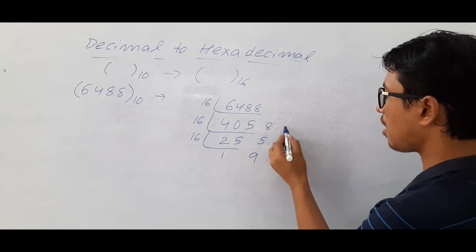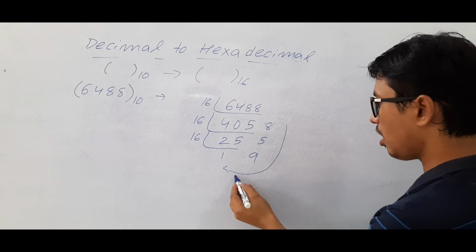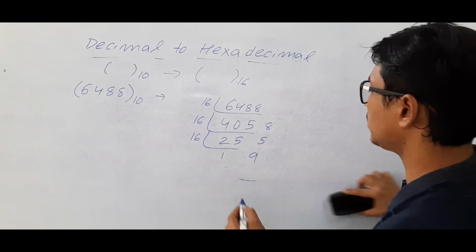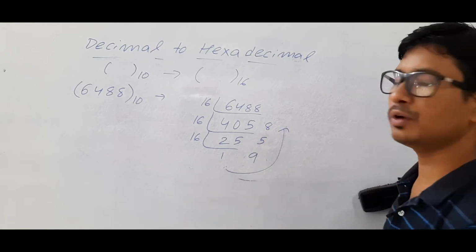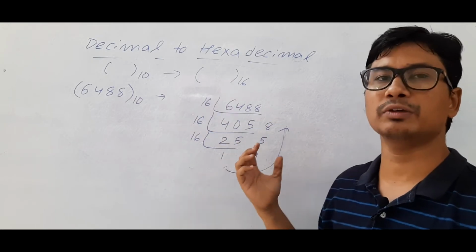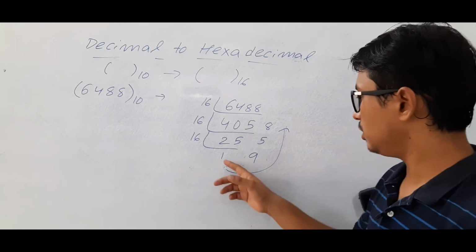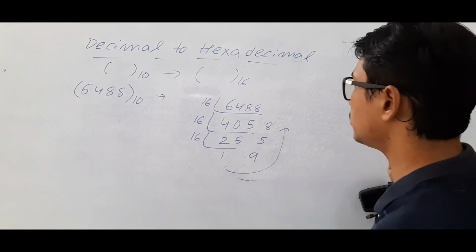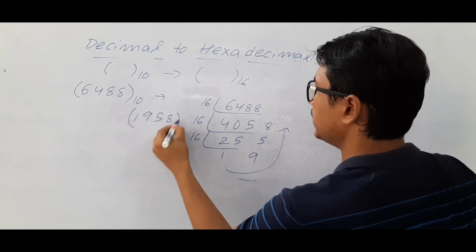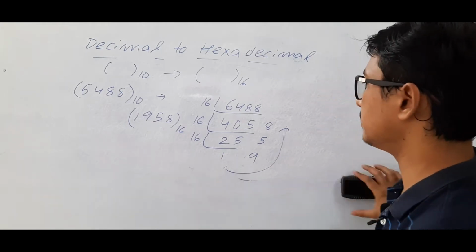A lot of people will have a doubt whether I should take the digits from top to bottom or bottom to top. Please remember, you always have to take it from bottom to top when you are converting any number from decimal to any other format, whether it is binary, octal, or hexadecimal. So what is the number you will get? 1958 base 16, which is equivalent to 6488 in base 10.